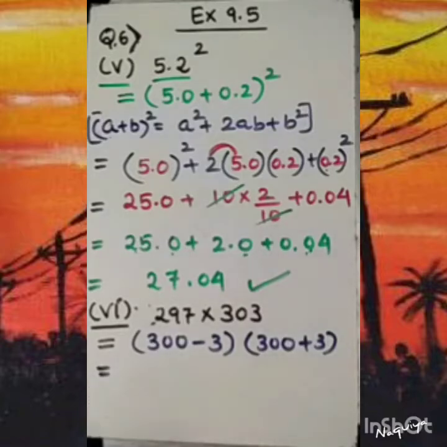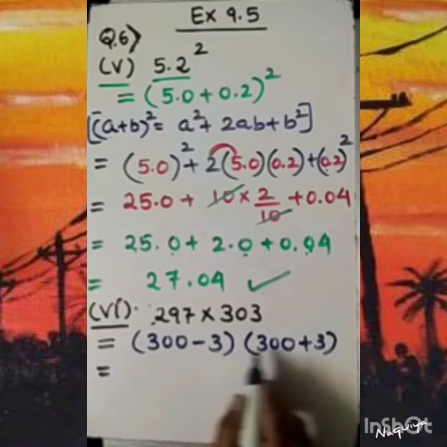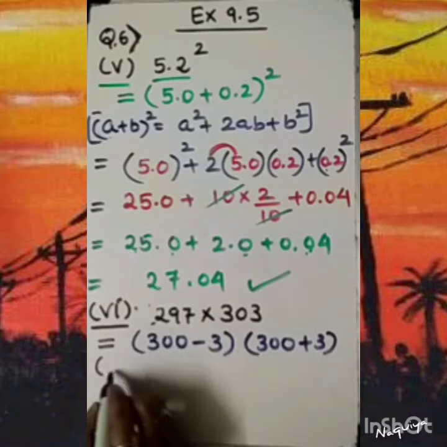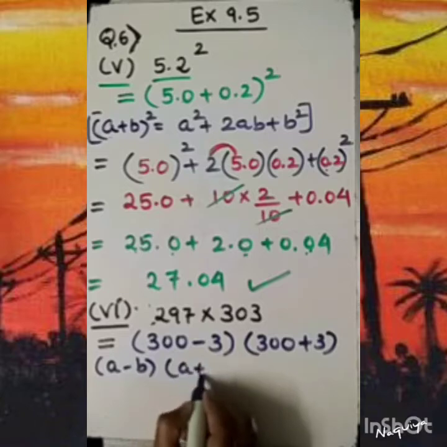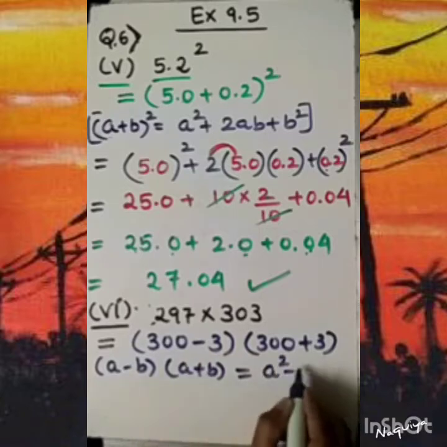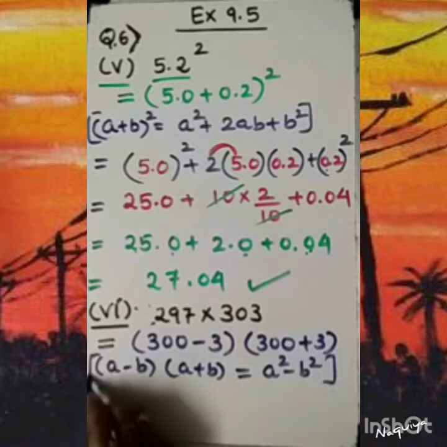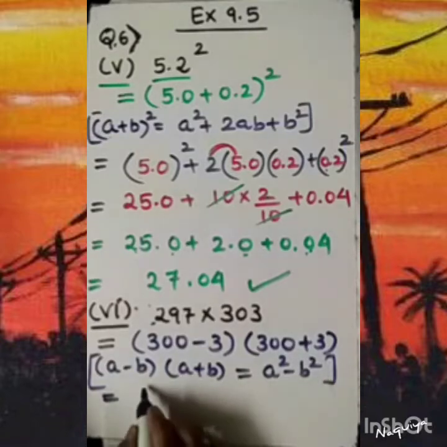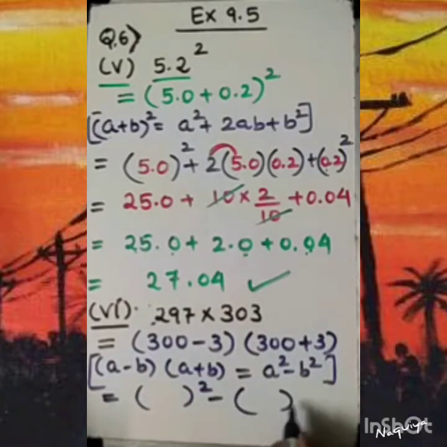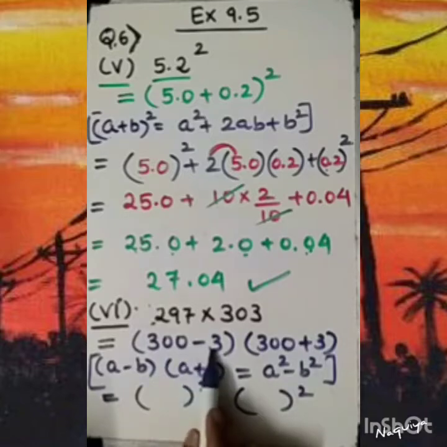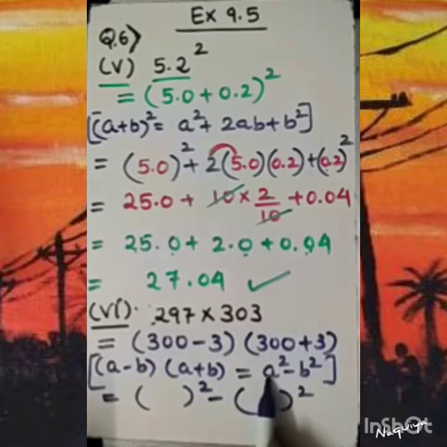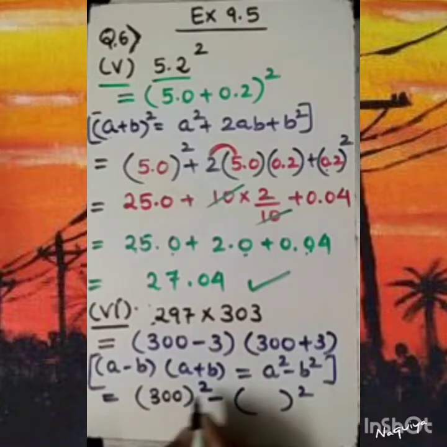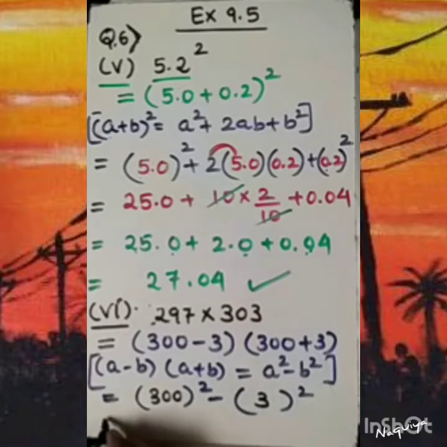So what should I say? There a minus b, a plus b. So which identity are we going to apply? (a minus b)(a plus b) gives the a square minus b square result. So this identity I am going to apply here. Fine. So according to this, I need to write here a square minus b square, as we know that here a minus b, a plus b. Fine. So here a square minus b square. What is a? A is 300. What is b? That is only 3. 300 square.